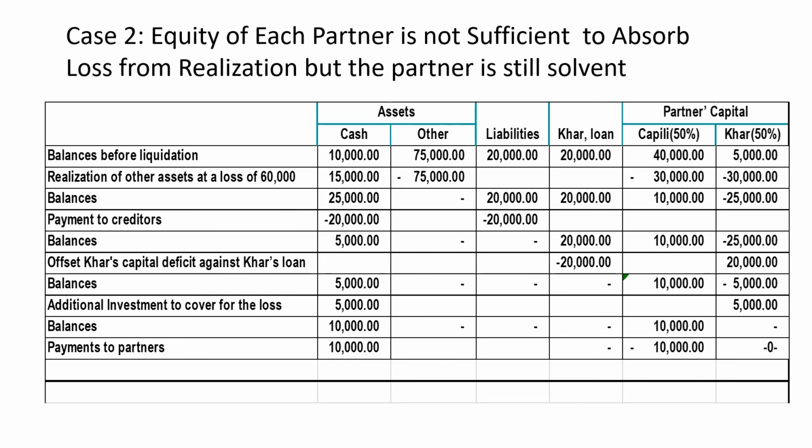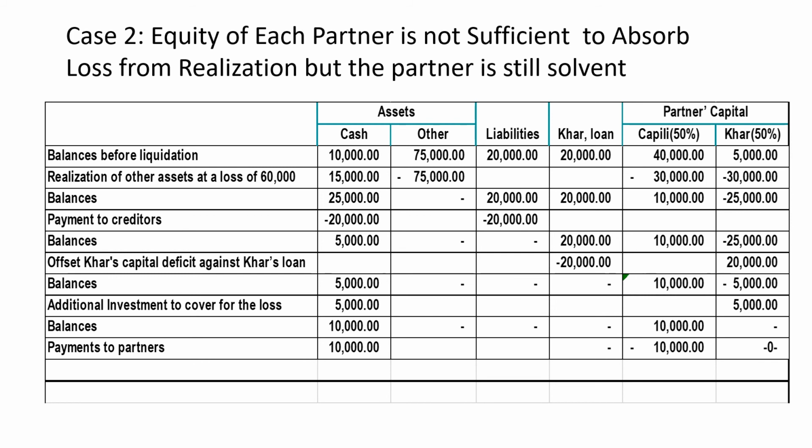Since we know that offsetting is permitted, we offset the deficit balance of 25 from its loan. So that's now 20,000. So the balance would now be cash only 5,000. No more other assets, no more liabilities, no more car loan. Kapili still has 10,000. Car still has negative 5,000. Take note of additional investment: since we say that the partner is still solvent, we would ask car to make an additional contribution of 5,000. So that would be debit cash. So the balance of cash would now be 10,000. No more other assets, no more liability, no more car loan, and car capital is now 0 because she made the additional 5,000 investment. So Kapili capital would receive all the cash of 10,000.